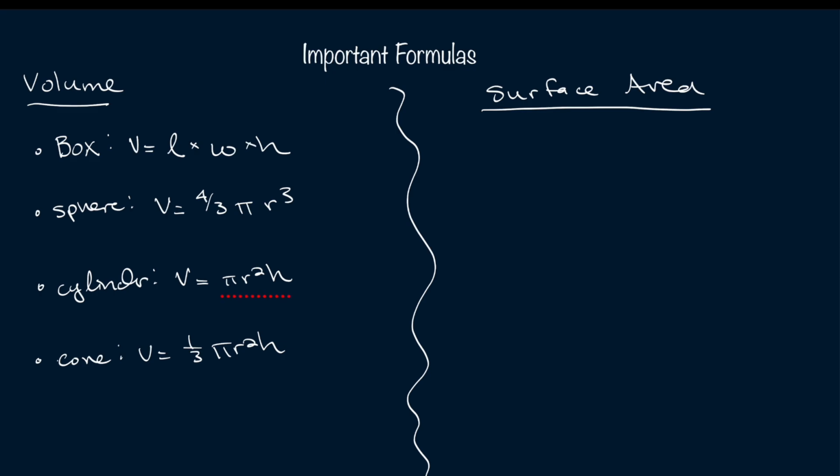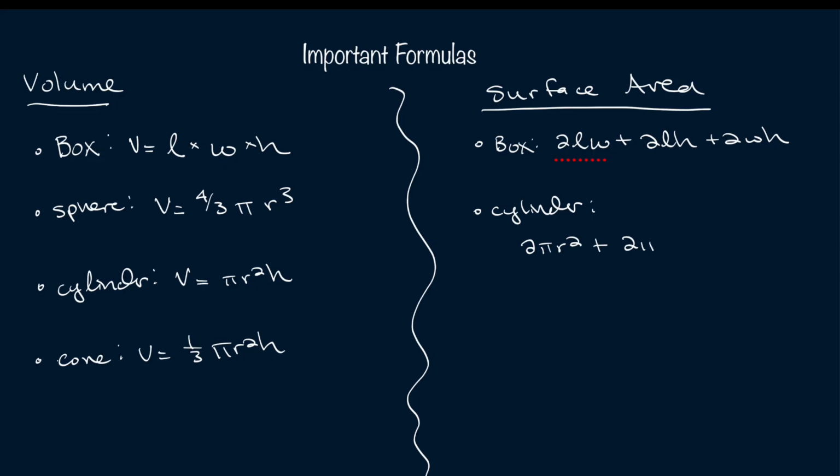And then for our surface area, for a box, we have 2LW plus 2LH plus 2WH. For a cylinder, we have 2 pi r squared plus 2 pi rh. And finally, for a cone, we have pi r squared plus pi rs, and S stands for the slant.